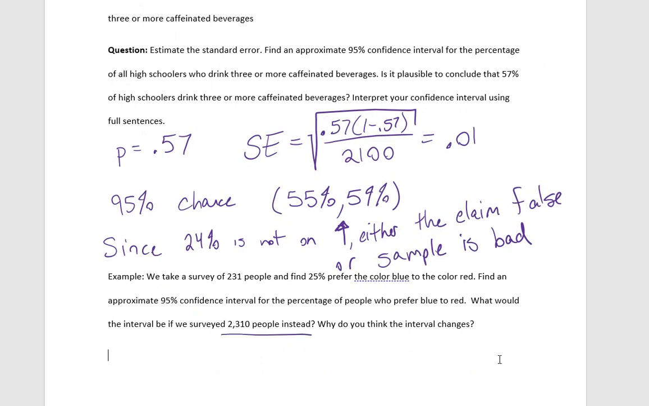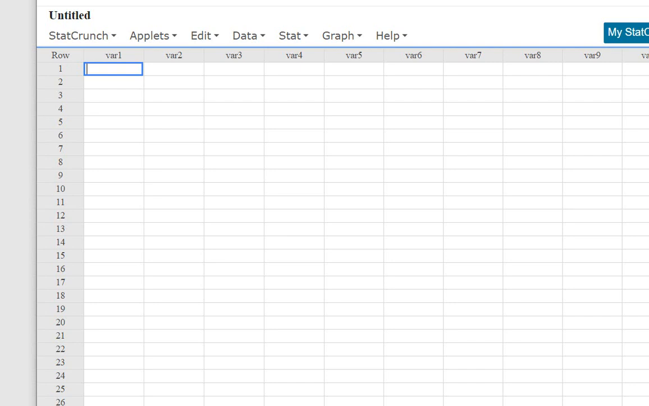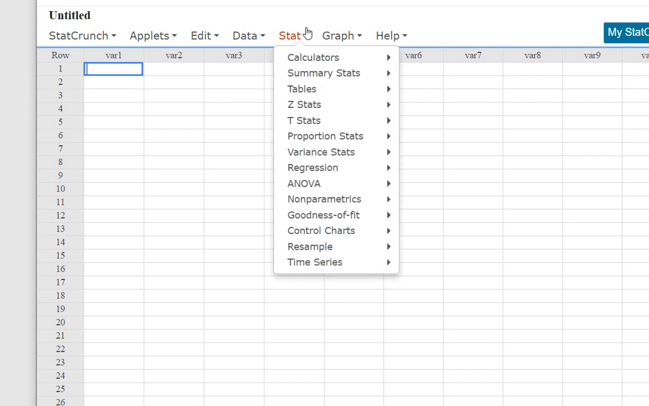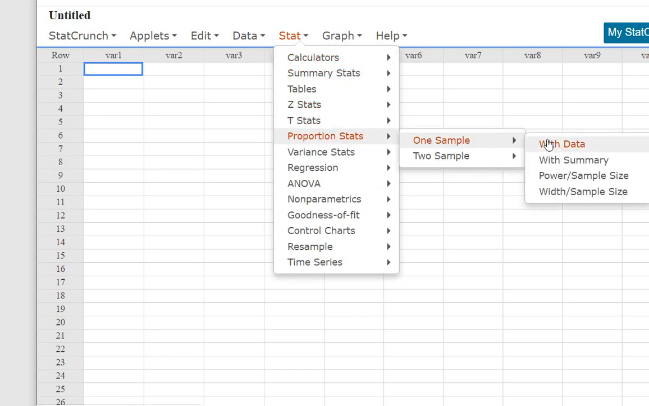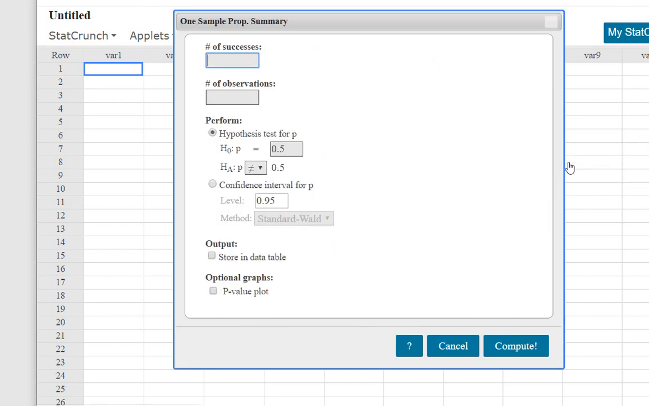So, I want to show you guys how to do this in StatCrunch. So, I have StatCrunch open here. Now, to do a confidence interval, you're going to go to Stat, okay? Then you're going to go to Proportion Stats, 1 Sample, and we're going to do it with Summary. So here what it has is the number of successes and the number of total observations.